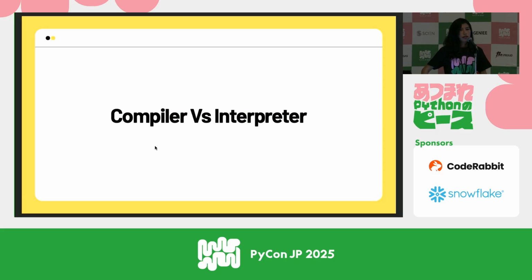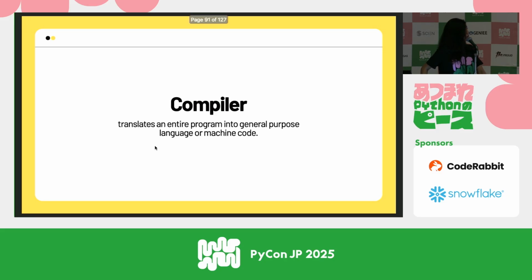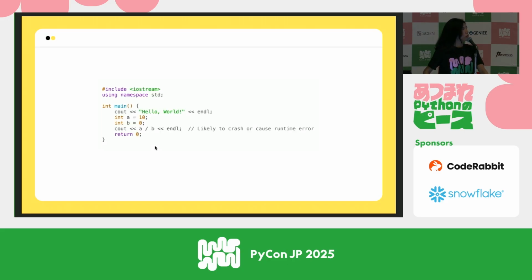Another thing we have to consider is compiler or interpreter. A compiler basically translates the entire program into some other language or machine code, and it basically fails early. For example, in C++, this is a print statement, and we have this 10 divided by 0, which is a division by zero error. But in here, it's going to crash early. It's not going to print anything at all. Your program is going to crash.